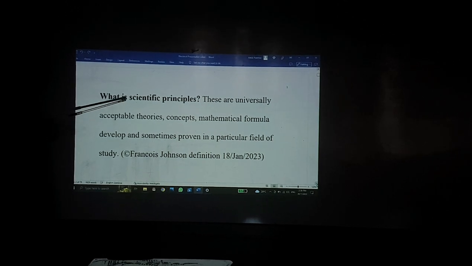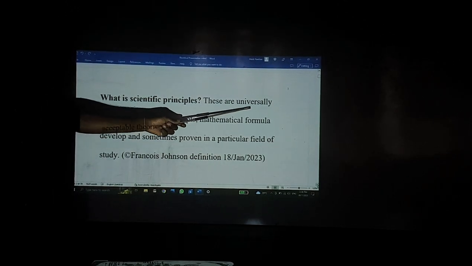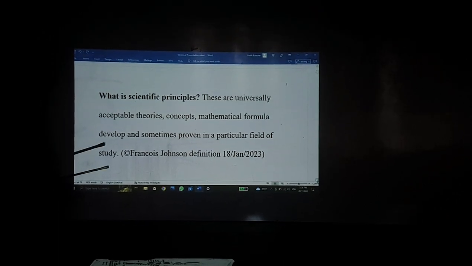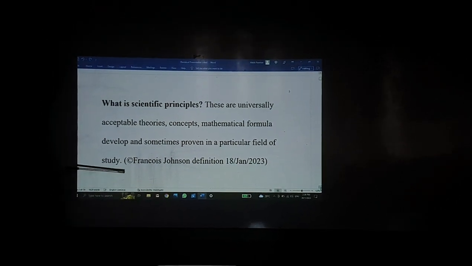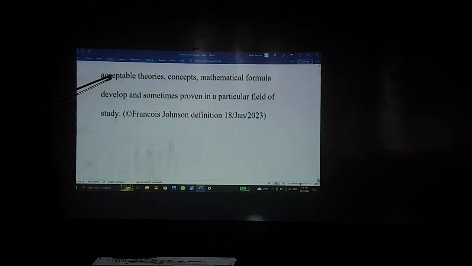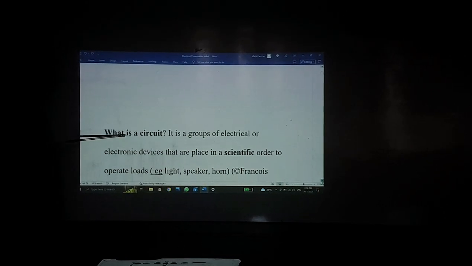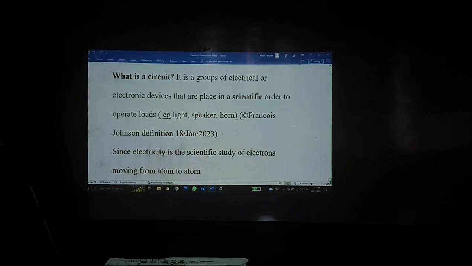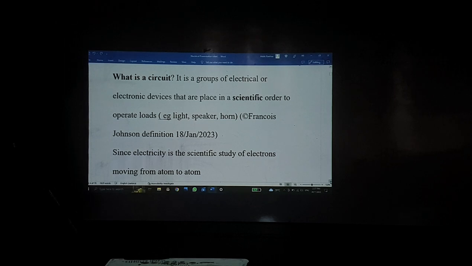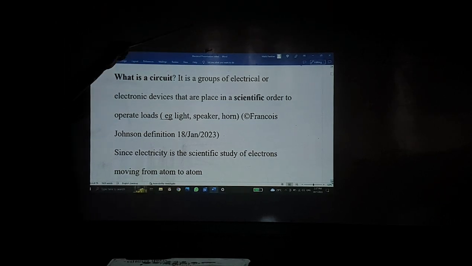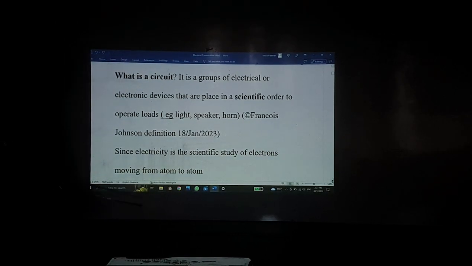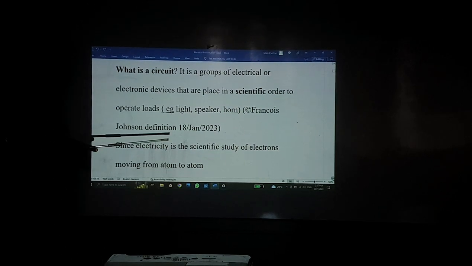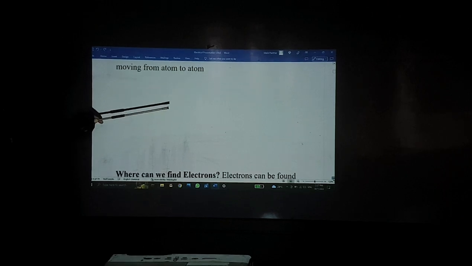Alright? We said what is a scientific principle: these are universally accepted theories, concepts, and mathematical formulas developed and sometimes proven in a particular field of study. So look at 'scientific', how we have to establish these things from day one. We said what is a circuit: it's a group of electrical or electronic devices that are placed together in scientific order. That's why we look at the word scientific for level four. And we said it's a group of theories, mathematical concepts, and principles, and we use it to operate a load.